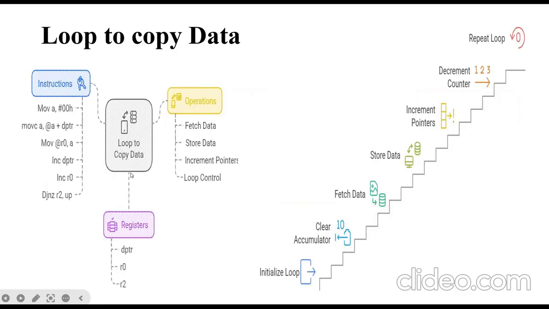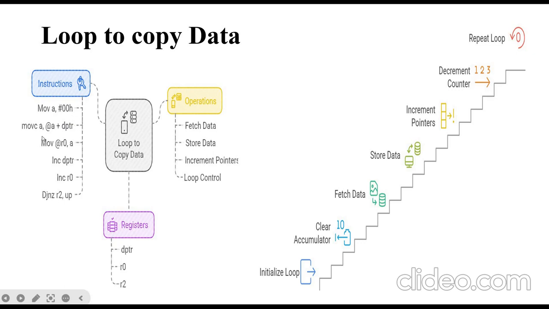Next is the loop to copy data. Now we want to copy the data, and for that we are using a loop. These are the instructions used in the loop. Here we use an UP label, which marks the beginning of the loop. The first instruction is MOV A, #00H. It clears the accumulator A by loading it with 00H.